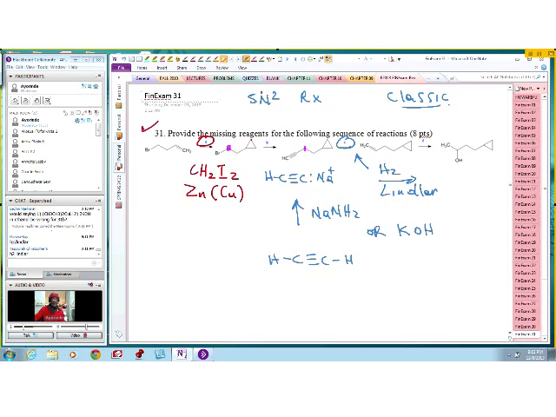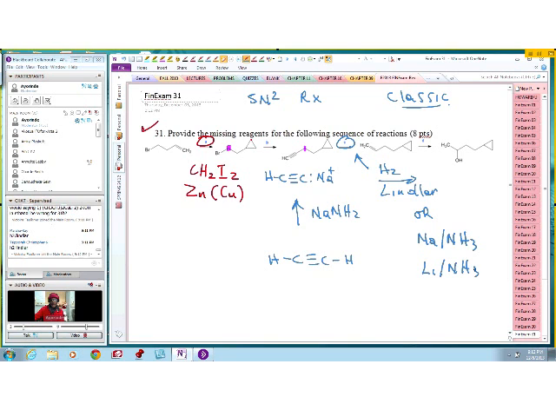And also, since in this case we do not have to worry about stereochemistry, whether cis or trans, we could also use, in this particular instance, sodium in ammonia. Okay, that is different from sodium amide. This is sodium in ammonia or lithium in ammonia. That will also take this particular carbon-carbon triple bond to this carbon-carbon double bond.